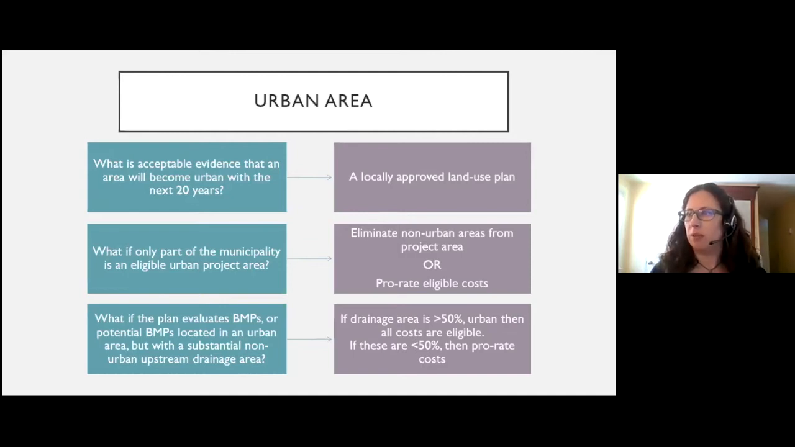or will be at least 50% urban, or the volume is greater than 50% urban, then all costs are eligible. But if they're less than 50%, then we need to prorate the costs on the amount of urban versus non-urban drainage area or the volume of runoff treated. So greater than 50%, costs are eligible; less than 50%, they need to be prorated.